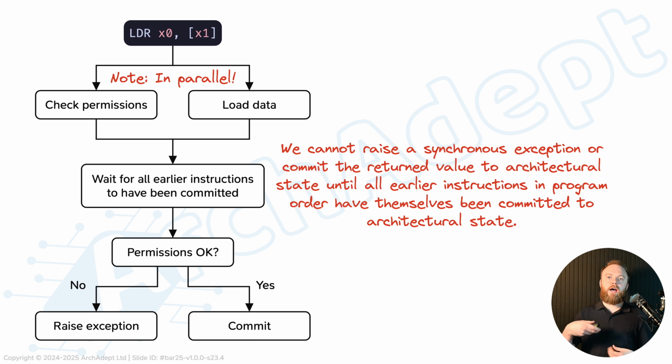Similarly, we may have speculatively executed this load past a conditional branch that we didn't yet know was taken or not. So we can't raise a synchronous exception or commit the result of this load to architectural state until we know whether this load should have even been performed in the first place. And that represents our way in.